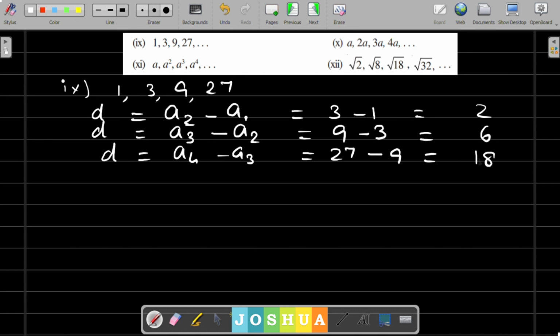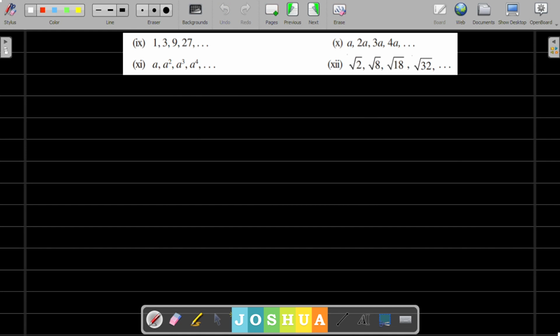Now look at this: the difference is not the same everywhere. So it will not form an AP. There is no AP in this case. It is not an AP. Therefore we cannot find the next three terms here. Now I am going to the 10th sum.